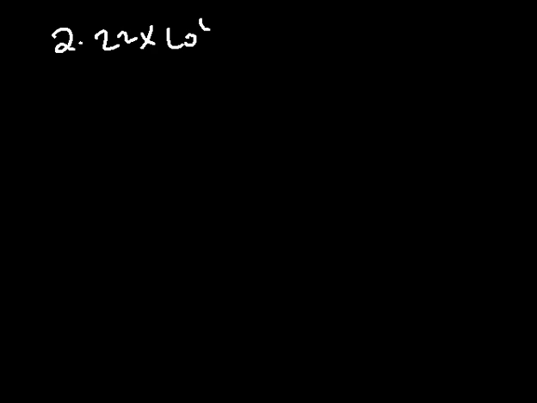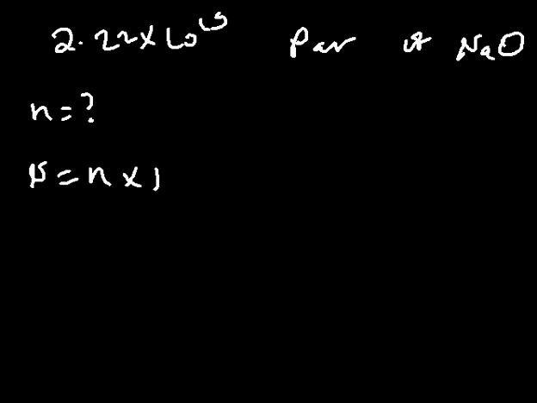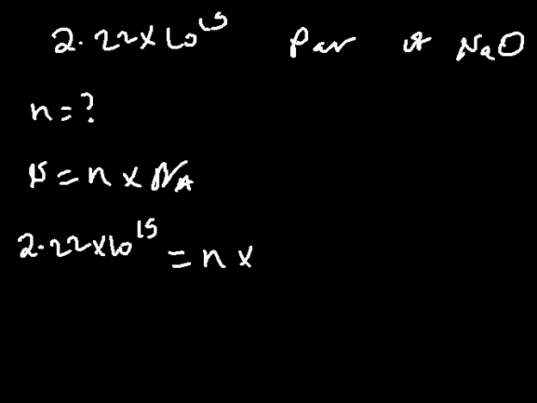Let's say if we have 2.22 times 10 to the power 15 particles of, let's say, sodium oxide. What is the number of moles in this? So in this case, the number of particles is given as the number of moles times the Avogadro's number. Since we have been given the number of particles, we put it here, 2.22 times 10 to the power positive 15, which is equal to the number of moles times the Avogadro's number, 6.022 times 10 to the power positive 23.